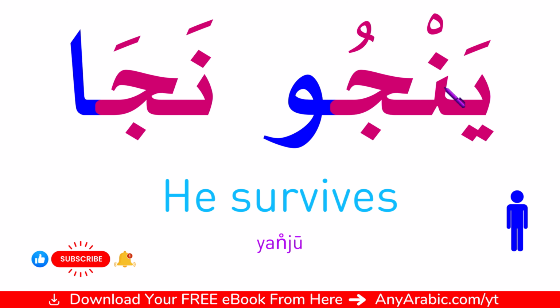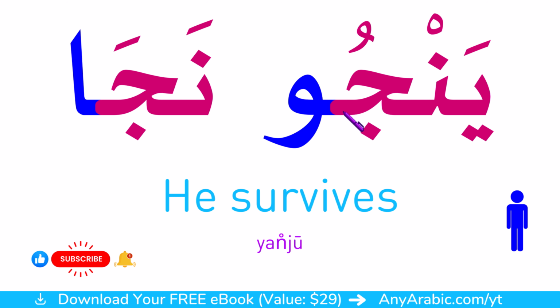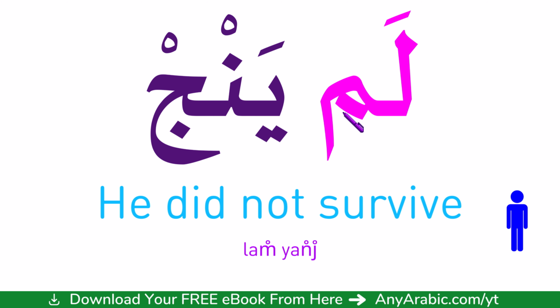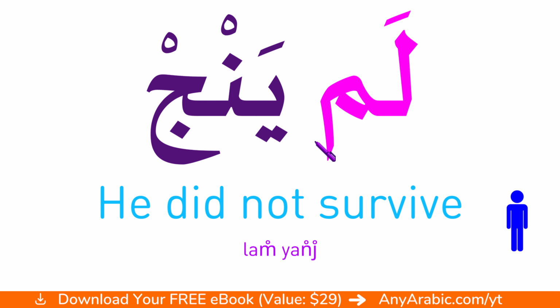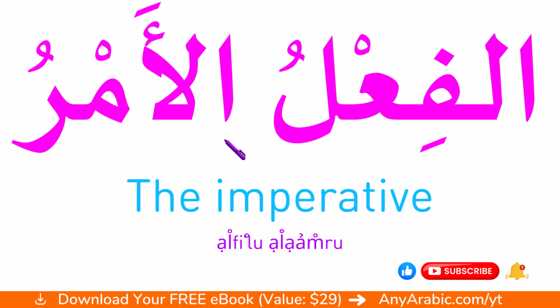ينجو, he survives in the present tense. The past tense is نجا, he survived. لم ينجو, he didn't survive. الفعل الأمر, the imperative verb.